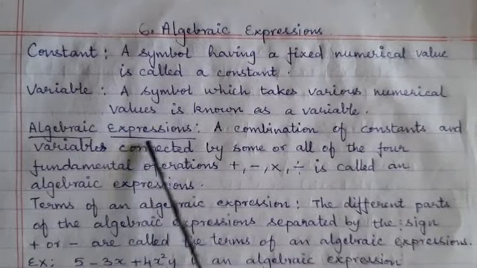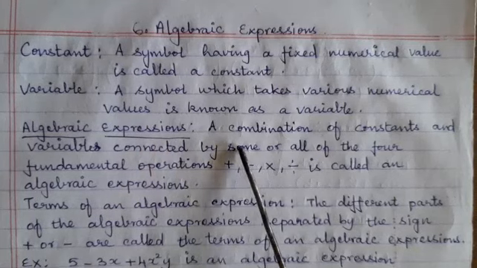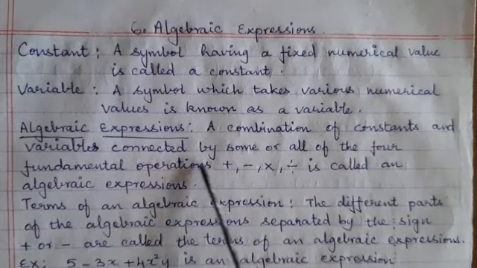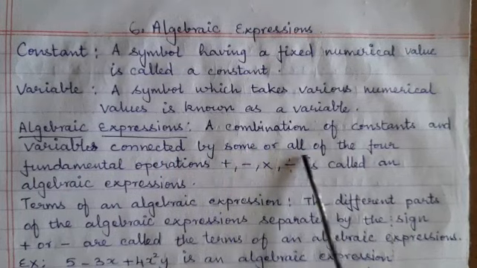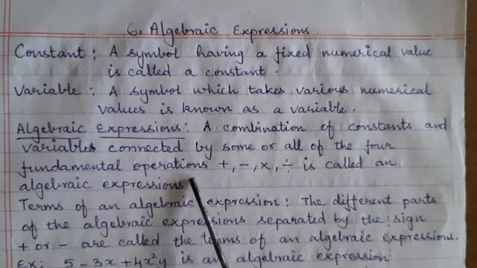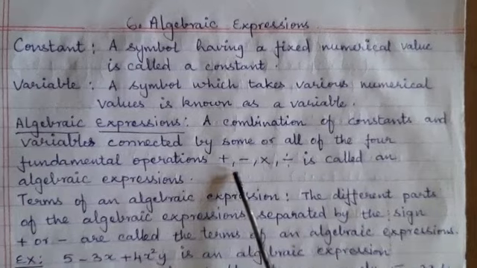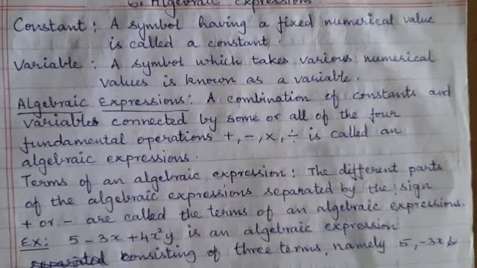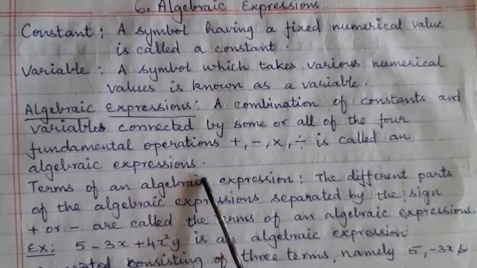Now what is the definition of algebraic expressions? A combination of constants and variables connected by some or all of the four fundamental operations, that is plus, minus, multiplication, division, is called an algebraic expression.